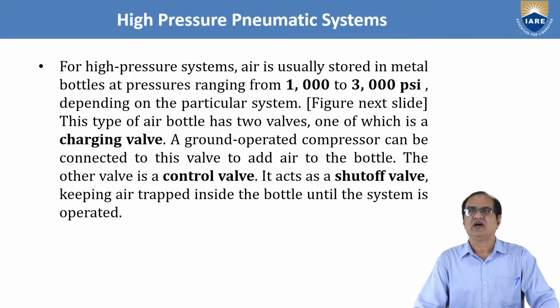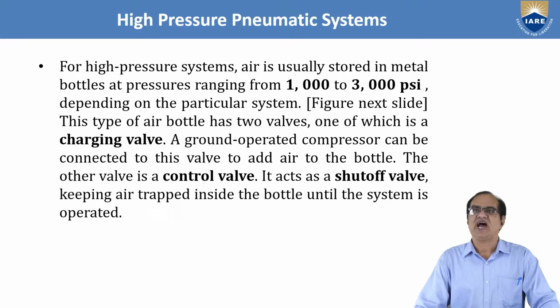Now I will talk about the high pressure pneumatic system. For high pressure systems, air is usually stored in metal bottles at pressure ranging from 1000 to 3000 psi. Depending on the particular system, this type of air bottle has two valves, one of which is a charging valve. A ground operated compressor can be connected to this valve to add air to the bottle. The other valve is the control valve. It acts as a shut-off valve, keeping air trapped inside the bottle until the system is operated.